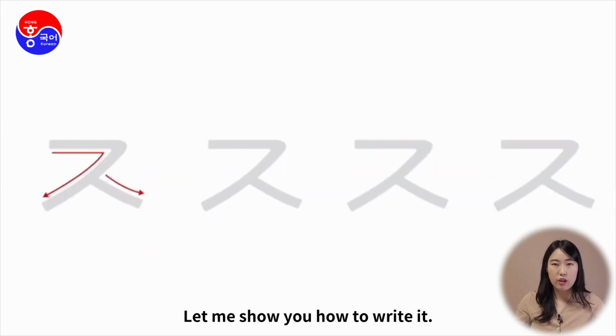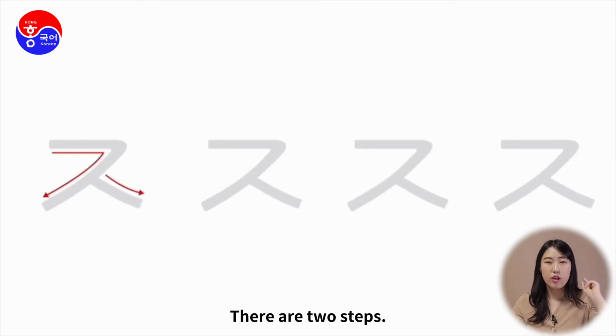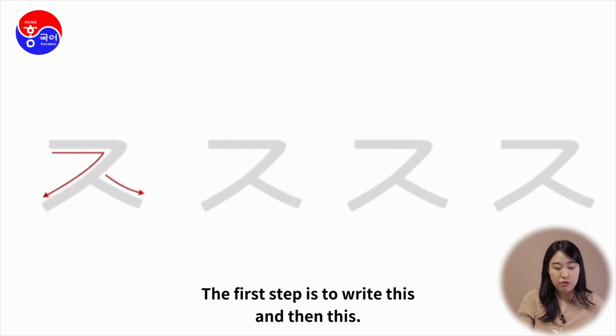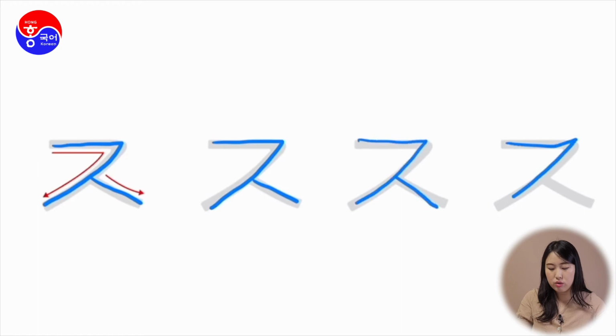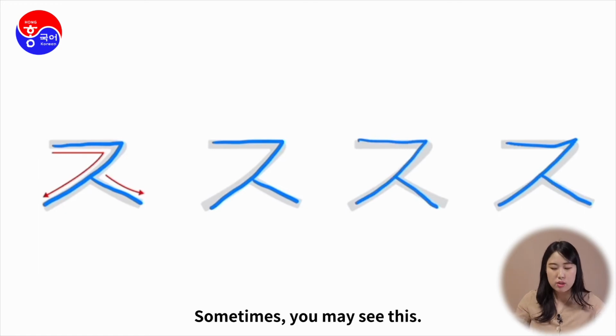And then let me show you how to write this chair sound. There are 2 steps. The first step is to write this and then this. Okay? 1, 2. 1, 2. But sometimes you may see this one.